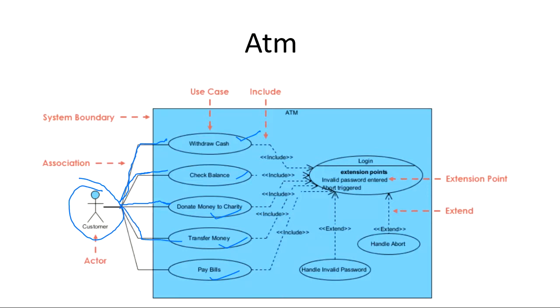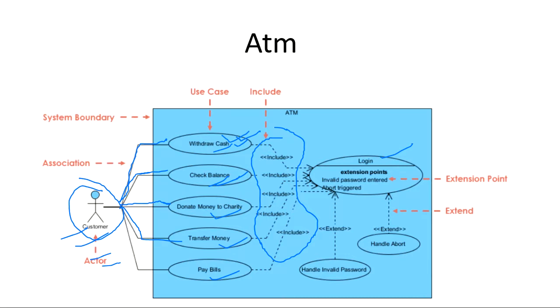So this means that this actor is initiating withdraw cash, check balance. All these use cases are initiated by this actor. And whenever an actor does anything, either he withdraws cash or he checks balance, automatically in all the use cases there is an include. Whatever this customer tries to do, automatically the next use case that will be called is login. Whatever you want to do, first login.